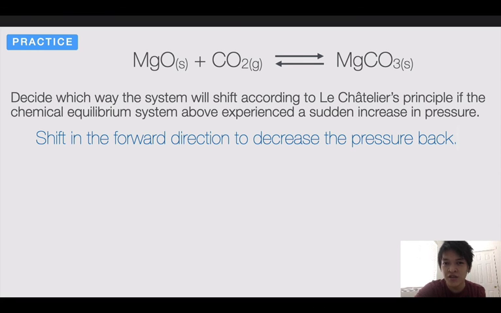Okay, so I don't have any additional practice for you. I'm actually going to combine all of the Le Châtelier principle stresses and those types of problems into one assignment so that you can see if you can do all of them when they're mixed up together.